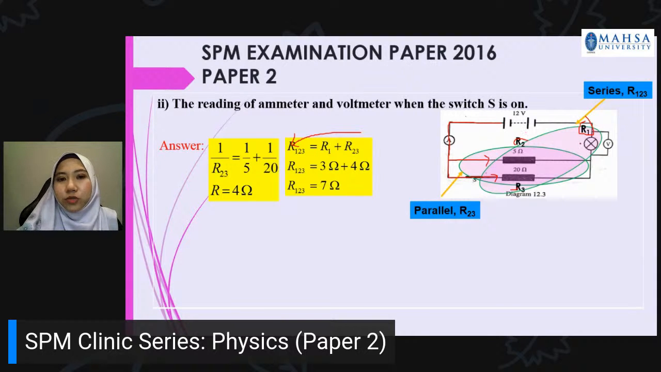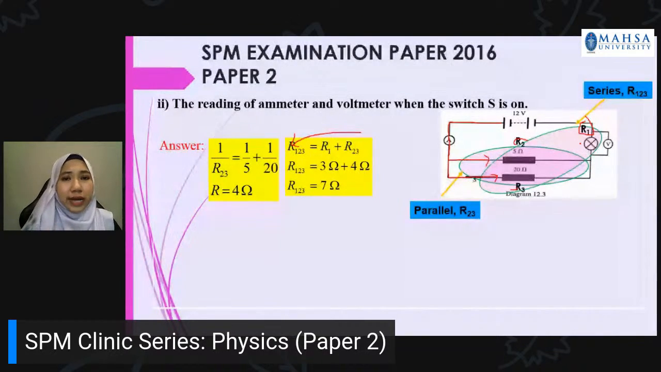R1 refers to the resistance of your bulb. You already got the value in the previous answer, which is 3 ohm plus R23, which is 4 ohm. So the effective resistance when the switch S is on is 7 ohm. It's very important for you to calculate the total effective resistance.